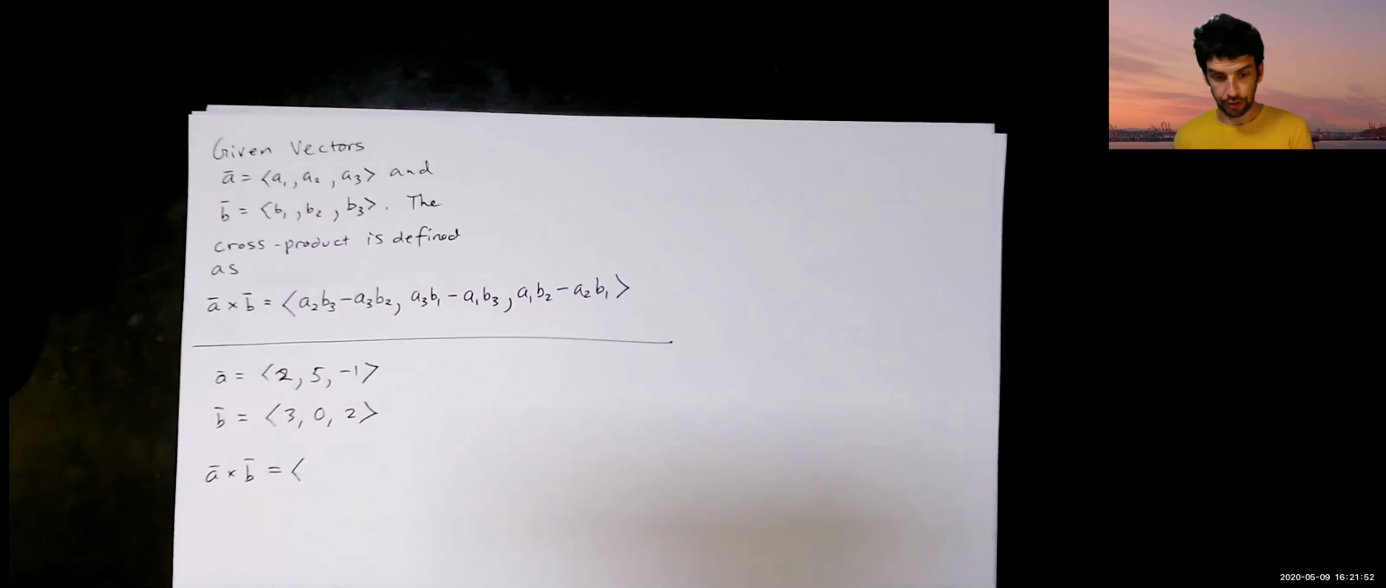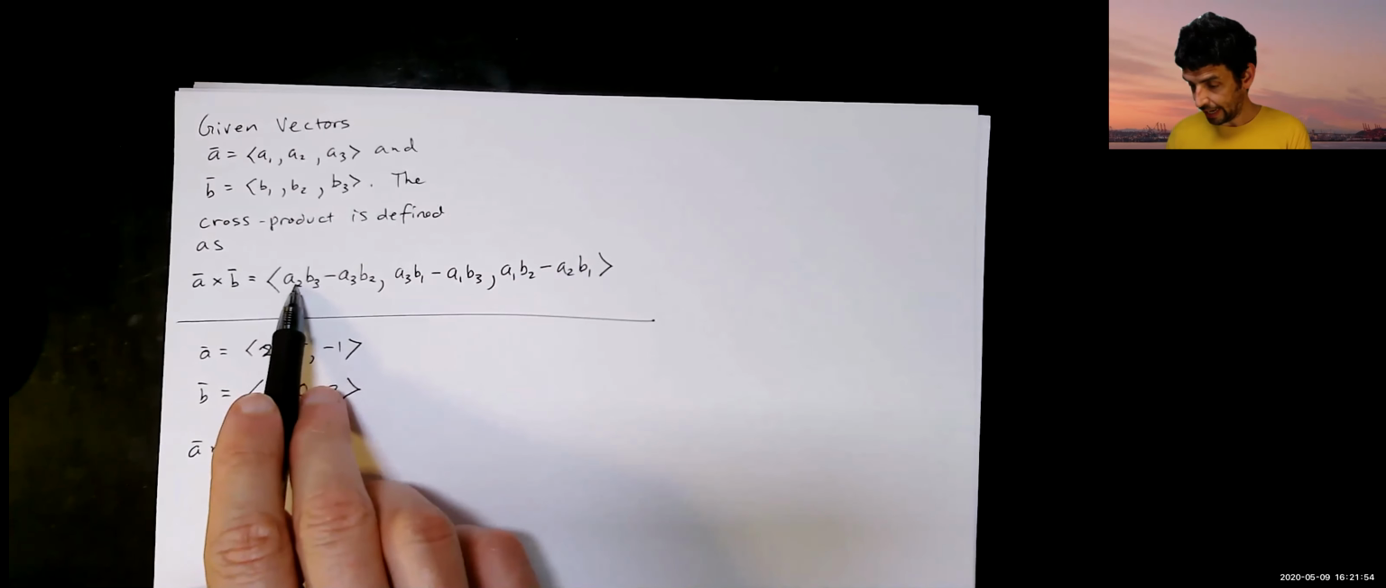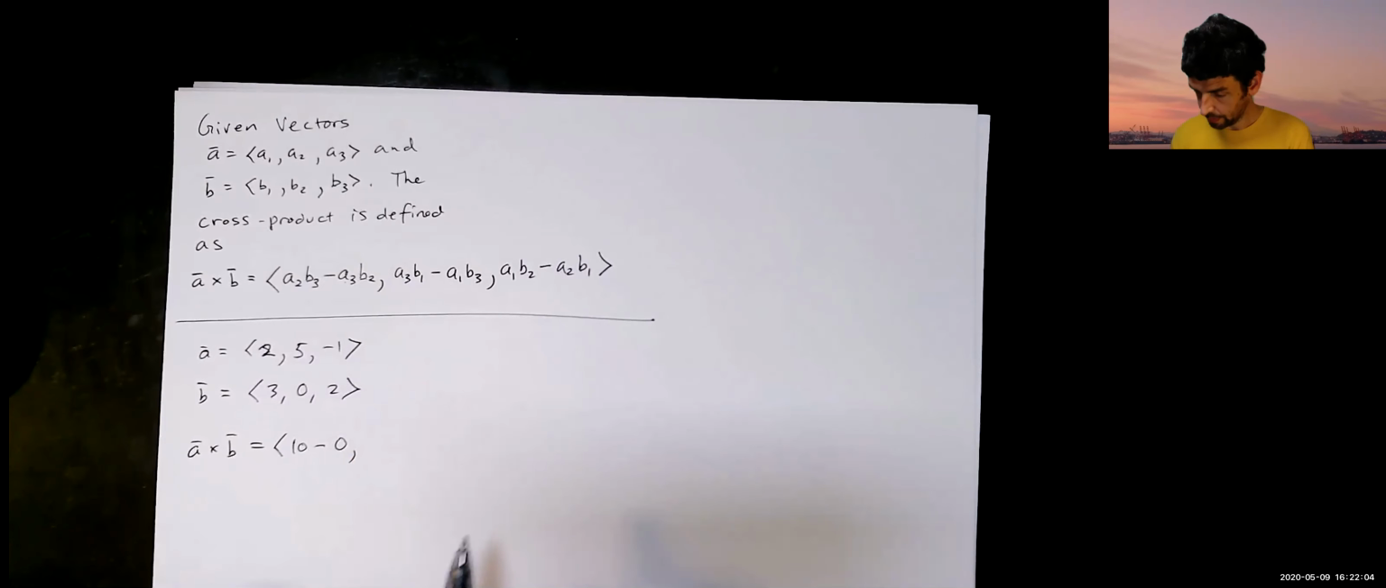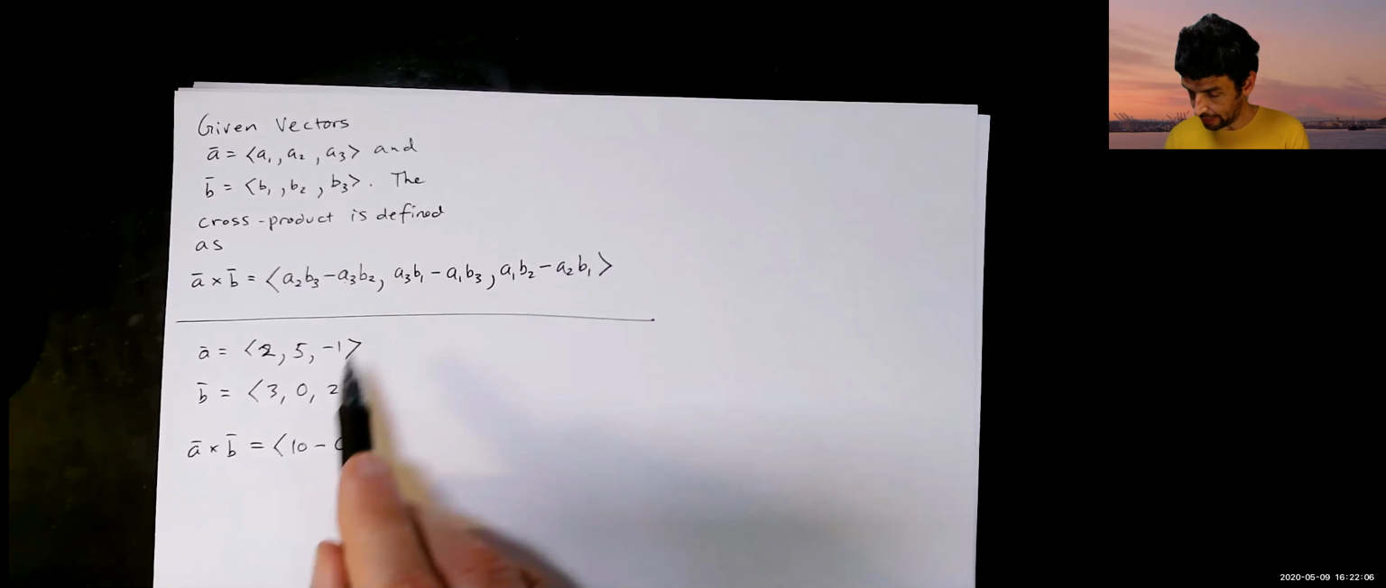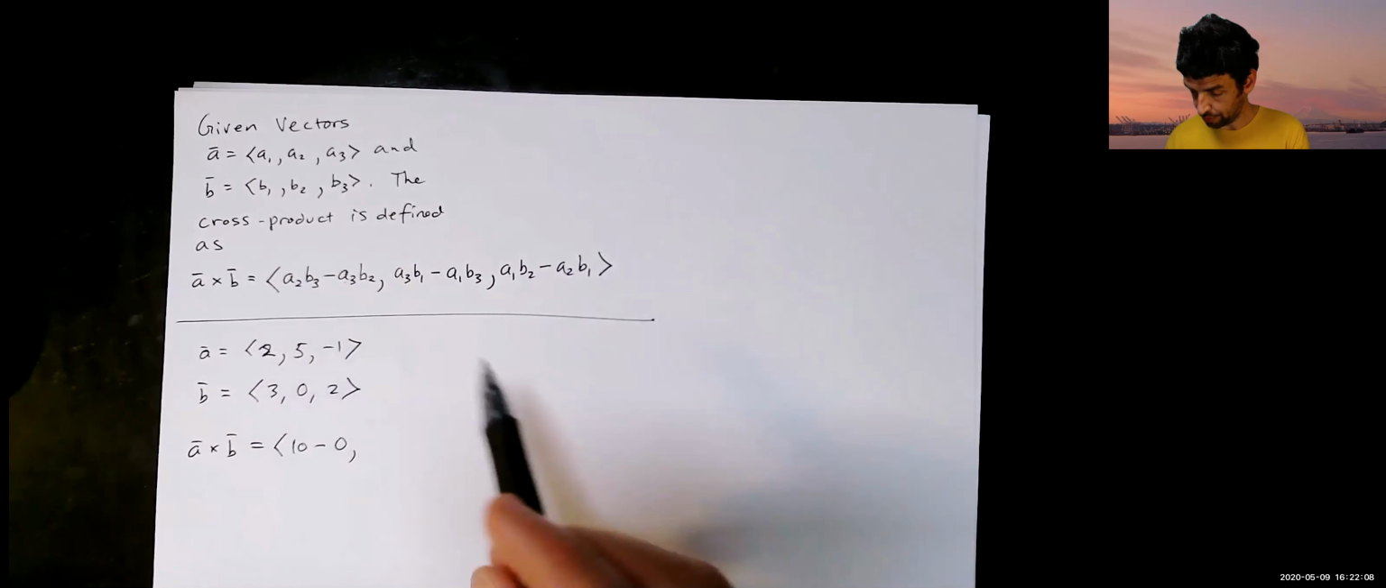So let's go through this a little slowly. I take A2 times B3, minus A3 times B2. Then I take A3 times B1, minus 1 times 3.